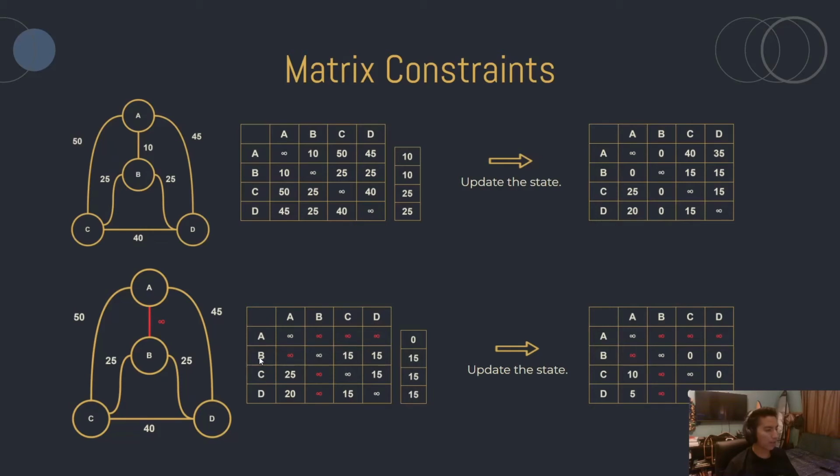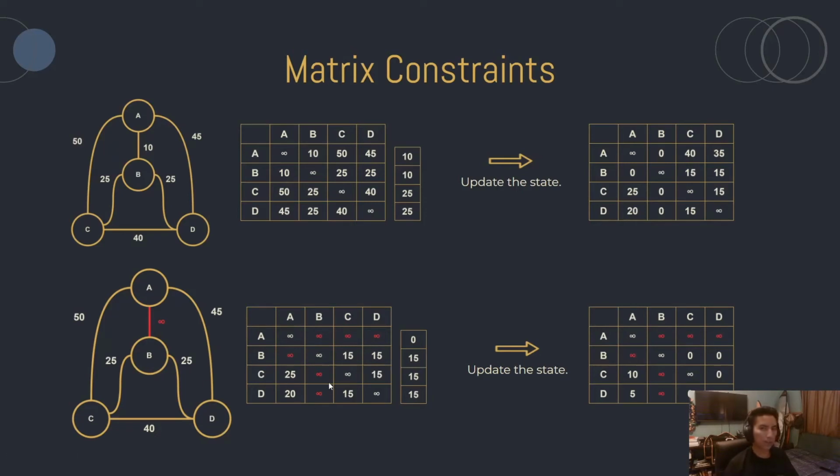And then from B, we never want to go back to A, so we cover that with an infinity as well. And we can never go back to B. So if we're at C, we can't go back to B. That's this situation here. And if we're at D, we can't go back to B.